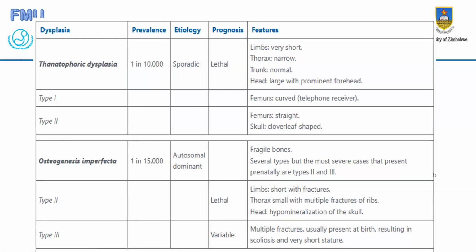Then for type 2, there are multiple fractures. Type 3, so it is type 2 and type 3. There are multiple fractures, usually present at birth, and they result in scoliosis and very short stature. The outcome is variable for type 3.